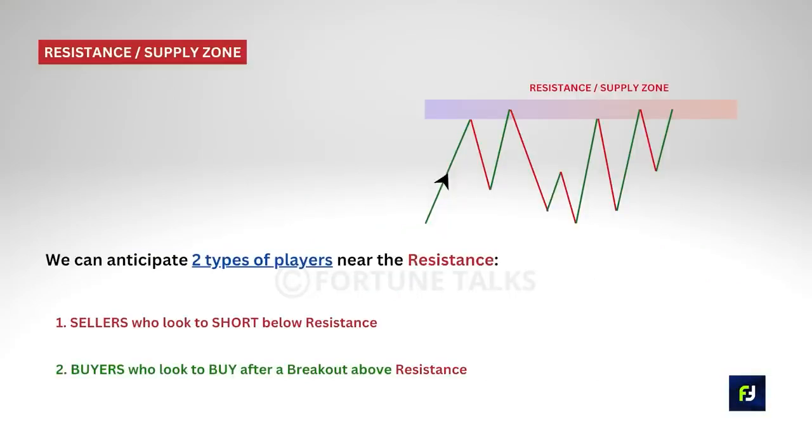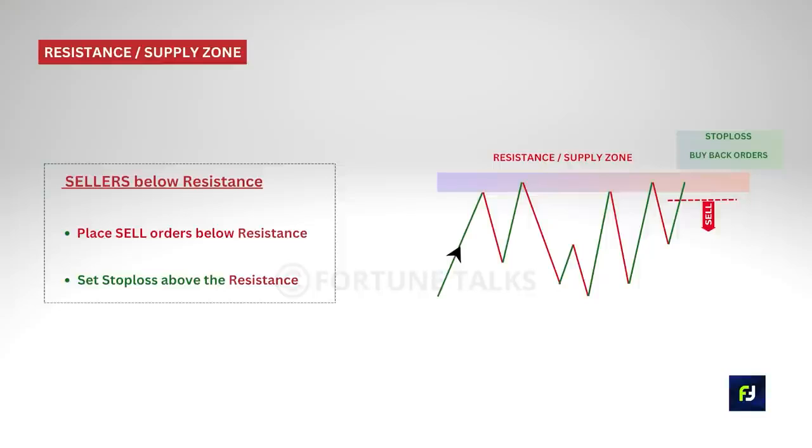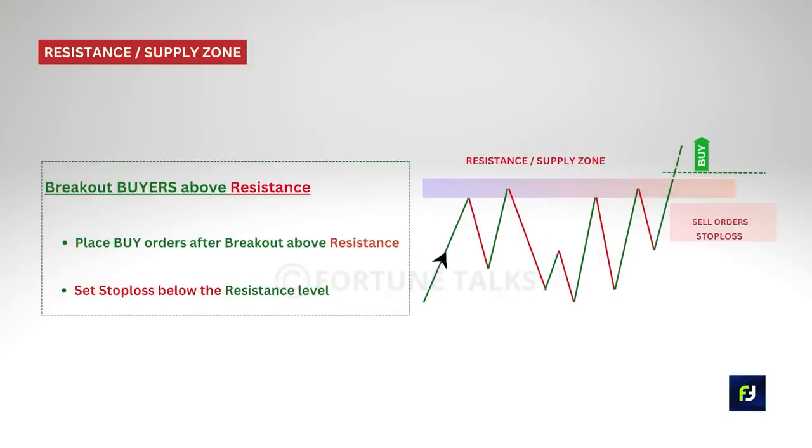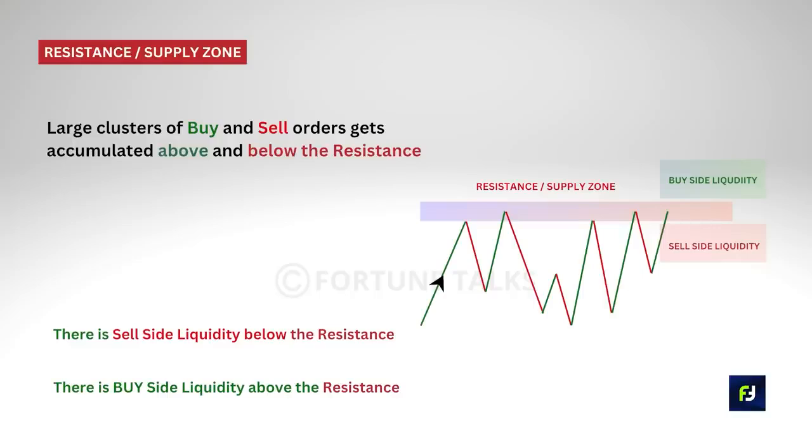The same action plan happens in the case of resistance levels also. Here also there are two players. There are sellers who look to take advantage of a reversal from the resistance level so as to initiate a short position at or below the resistance. They will set their stop losses somewhere above the resistance level. Then there are buyers who are looking to benefit from a breakout above the resistance so as to buy above the resistance. These guys will set their stop losses below the resistance in the event of a breakout. So there is buy side liquidity above the resistance and sell side liquidity below it.